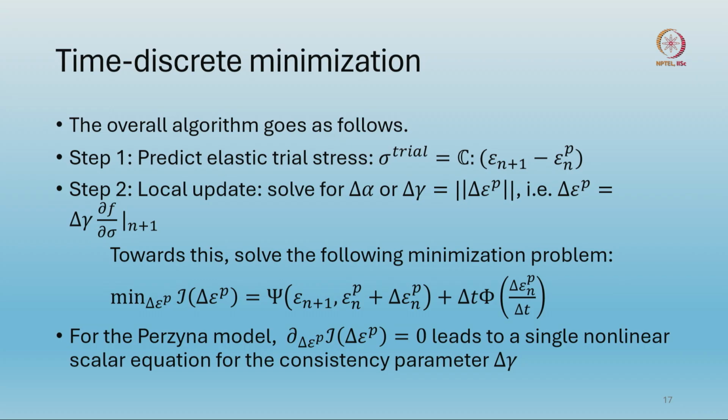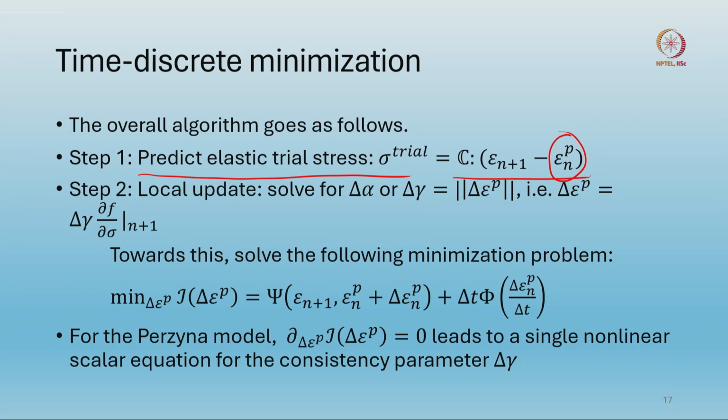So, let us start. In step 1, predict the trial elastic stress. So, sigma trial is the elasticity tensor, appropriately contracted with epsilon n plus 1 minus epsilon n p, the available solution for the plastic strain at time t n. Now, this is the trial stress, assuming that no plastic flow has occurred. Sigma trial corresponds to a purely elastic step.